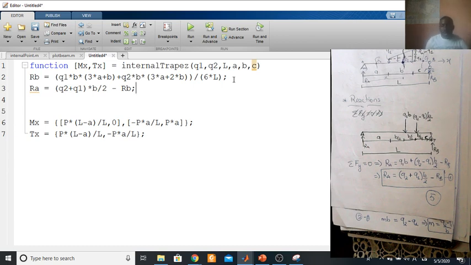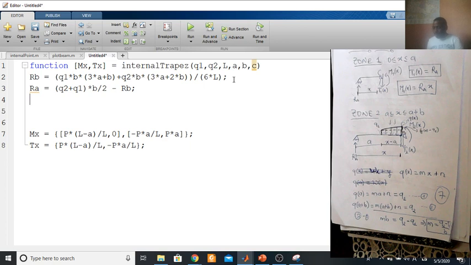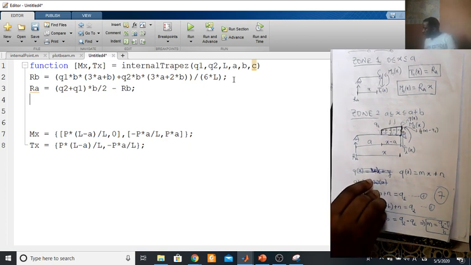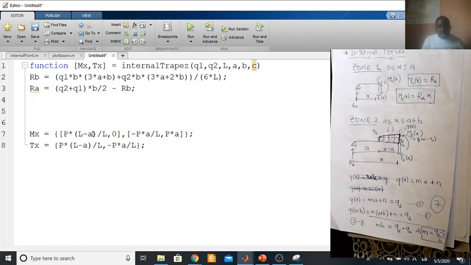What's the next step here? We have RA, we have RB, and with RA and RB, we have to go now into the internal forces. So we could now determine the moment of zone one. For zone 1, we got that M1 of X was RA times X, where 1 was just the coefficient. So we will have here RA, and then here we have 0. Zero, RA, perfect. That would be for zone 1. And for T, for zone 1, we have just RA.